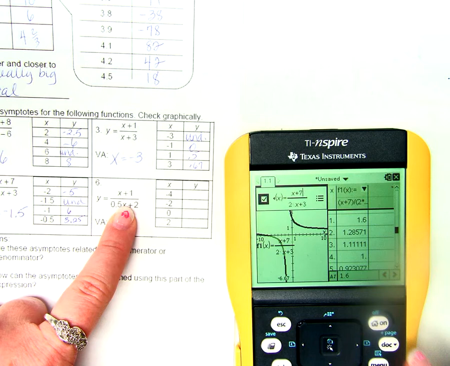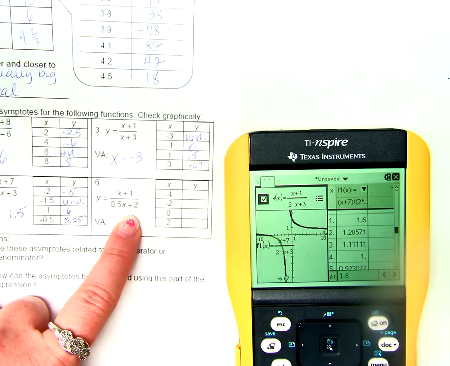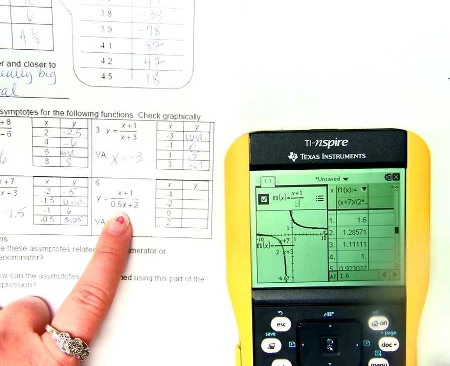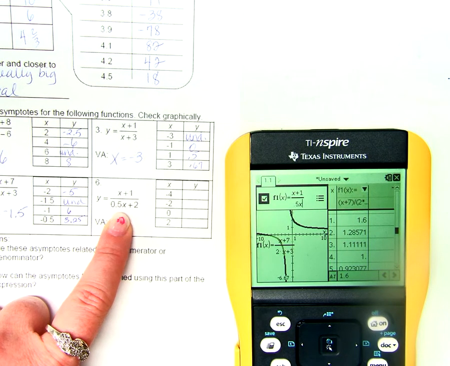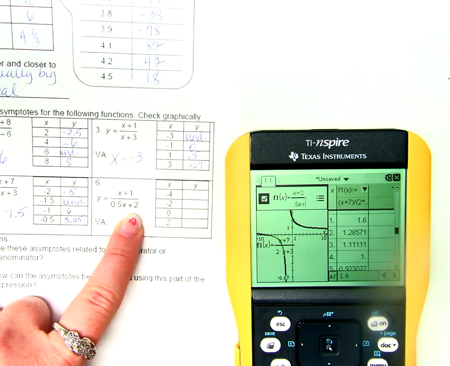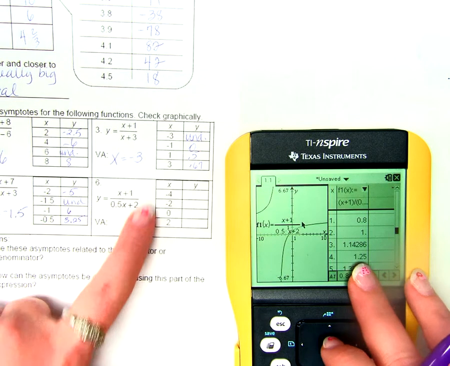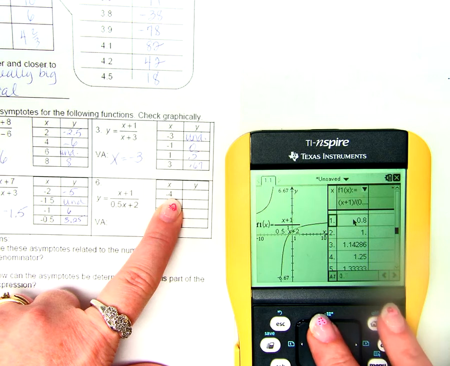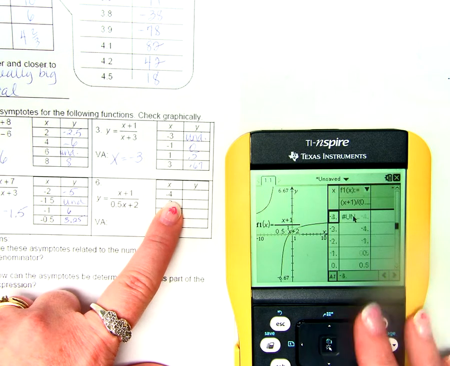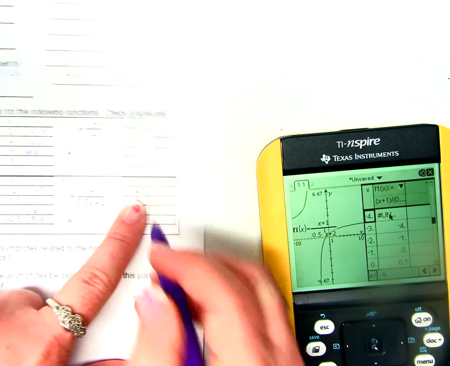I want this to be x plus 1, and I want this to be 0.5x plus 2. And hit enter. It does change my table. Oops. Click over here so I can get to negative 4. When x is negative 4, it is undefined.